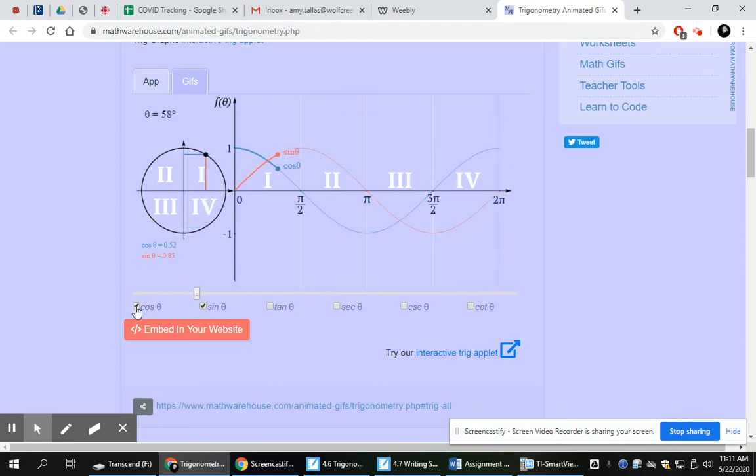So this website is mathwarehouse.com. I just Googled sinusoidal animations, and this can really help you to understand why, when we're going around a circle and we start graphing it on a Cartesian plane, it ends up in this wavy form.